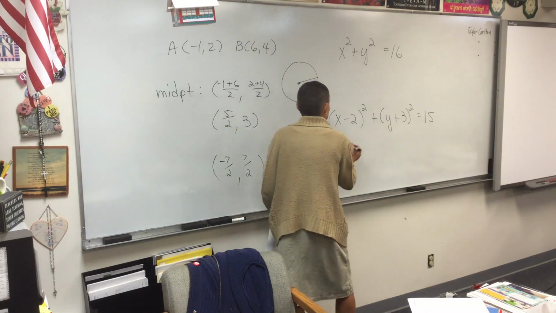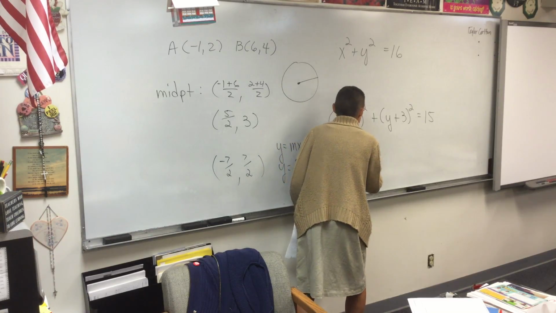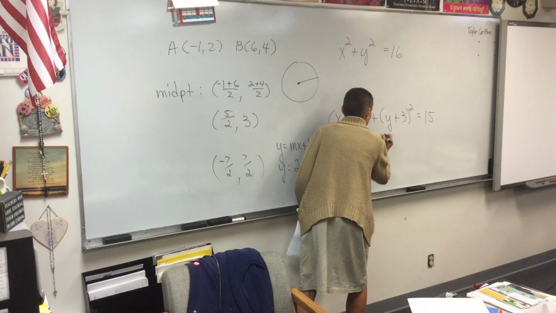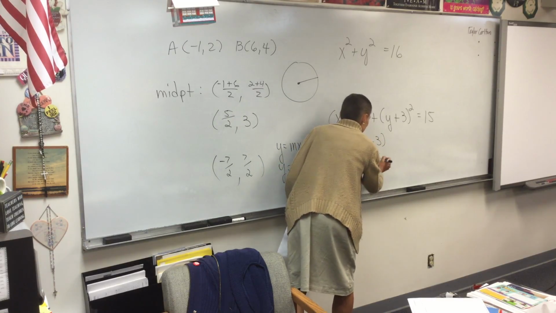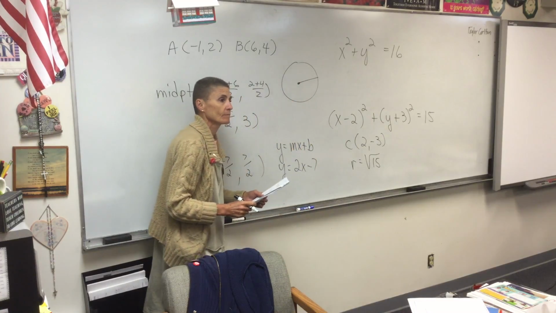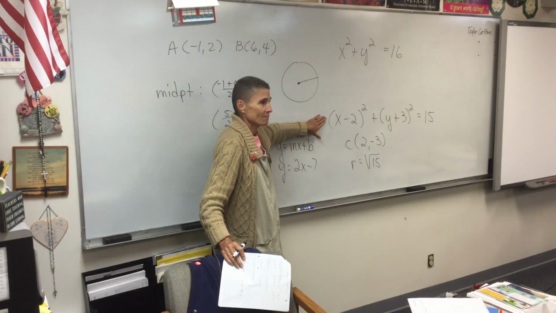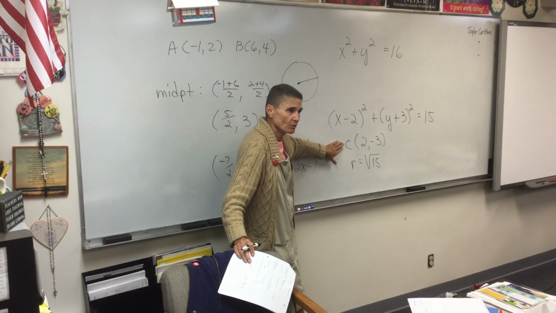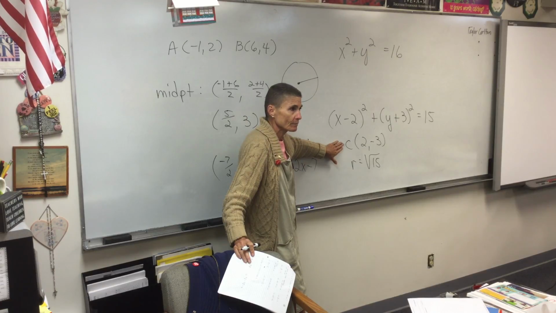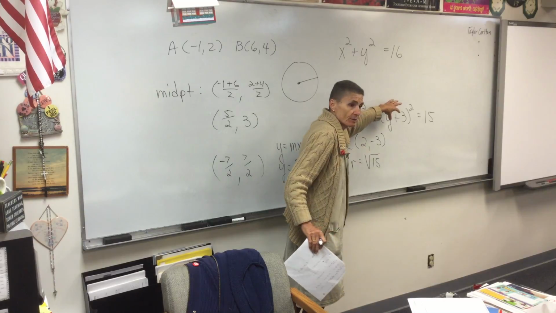So, for this, I'm going to do the second one first because it's actually easier. The center of this guy is 2, -3, and the radius is the square root of 15. Now, look at the equation and tell me, where did I get my center? Where did the center come from? It's the opposite of the numbers that are in the parentheses.